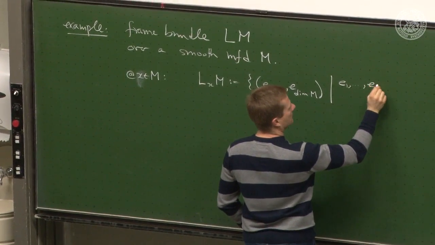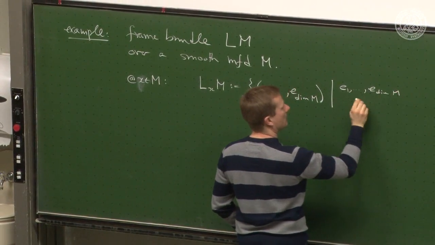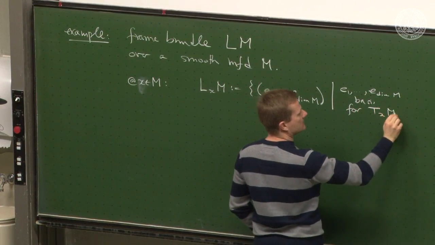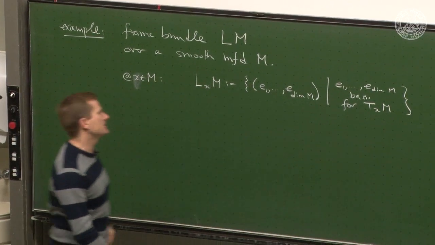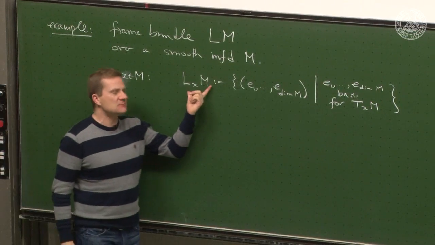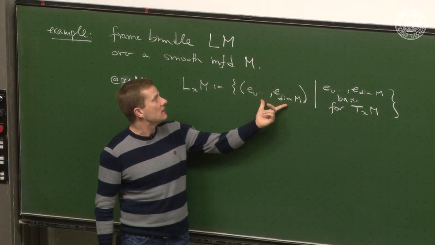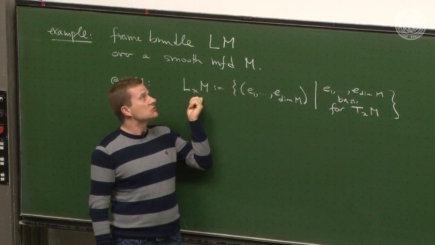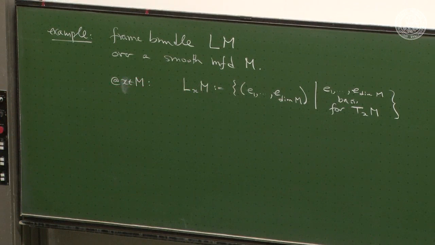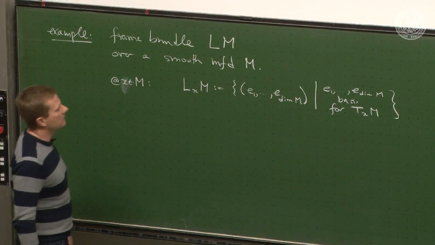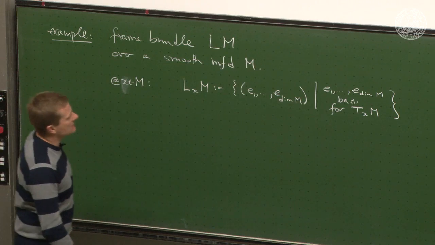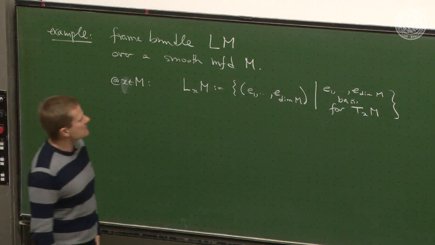So E1 to E dim M are a basis for the tangent space T_xM at precisely this point. And that's not the frame bundle yet. That's the space of frames at a point x. So a frame is a basis. We could call this the basis bundle, but it's just tradition to call it the frame bundle.